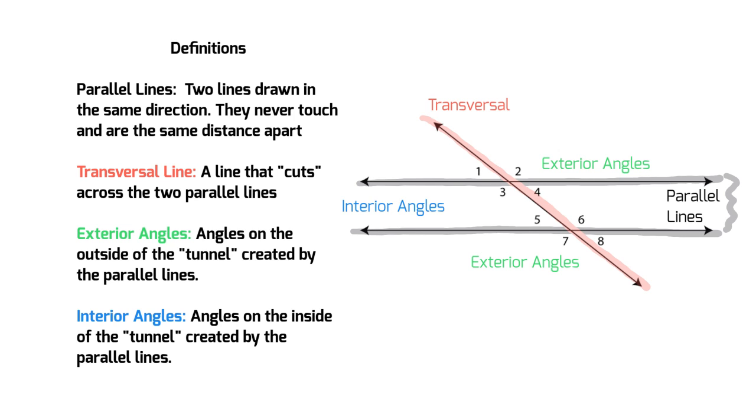When we're looking for exterior angles, the word exterior refers to the outside angles. So these are our exterior angles on the outside of the tunnel created by the parallel lines. When we're talking about interior angles, we're talking about angles on the inside of the parallel lines, or the inside of our tunnel. So these are our interior angles. In the next slide, we'll talk about the relationships.